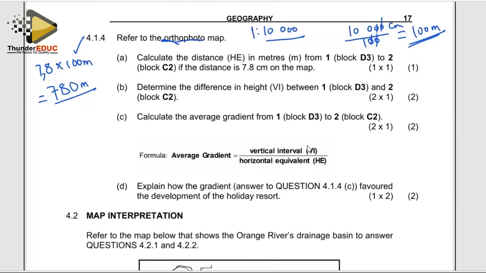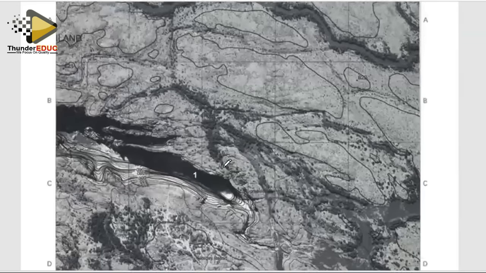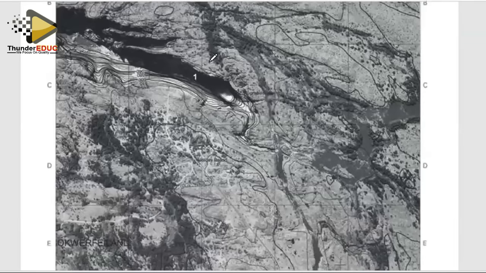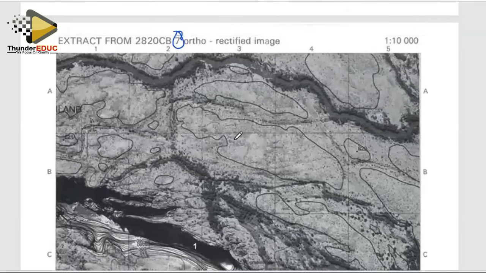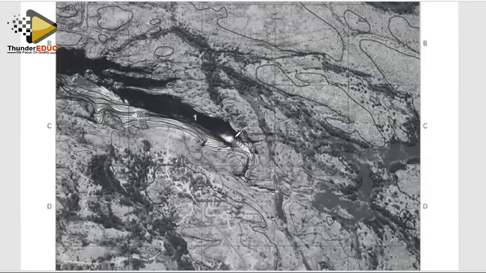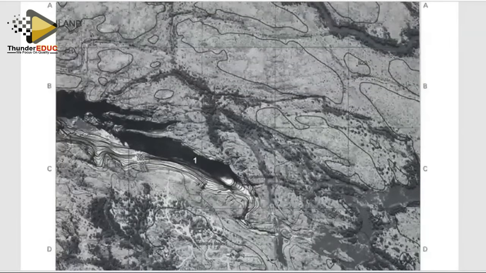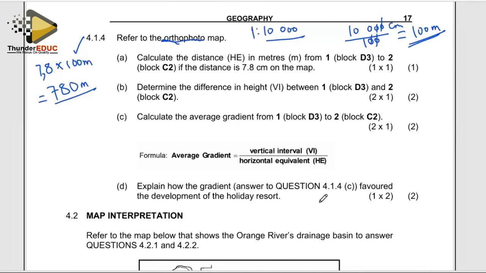Right, number B, determine the difference or the vertical interval between 1 in block D3 and 2 in block C2. Right, unfortunately, the features are not very visible. Our 1 is said to be there, and our 2, unfortunately, for the sake of the map, is not very visible. You can also witness, even if I try to enlarge it, some of the features are not very visible, and some of the markings are not very visible. But I'll just explain and make it clear how you find the VI.